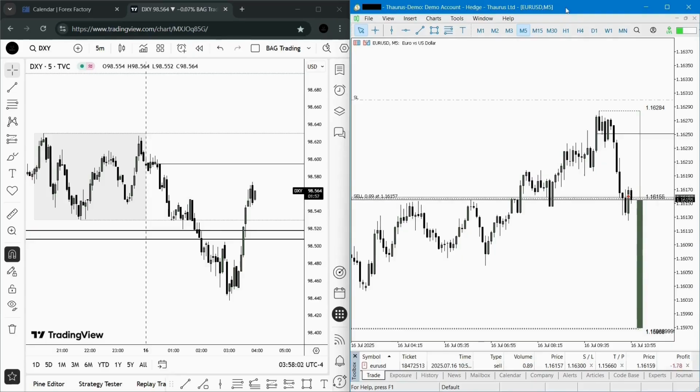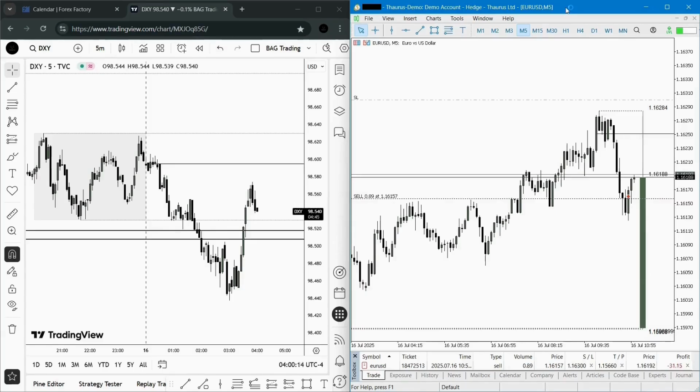bullish US dollar, which is what you see on the left on the TradingView chart, and is what I am using to gauge the price action that I'm anticipating in the Euro US dollar.